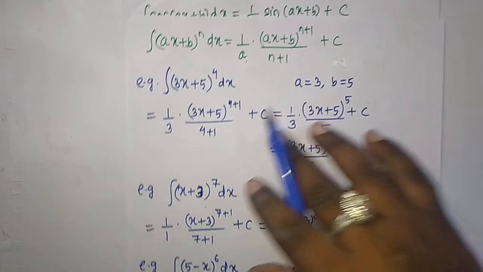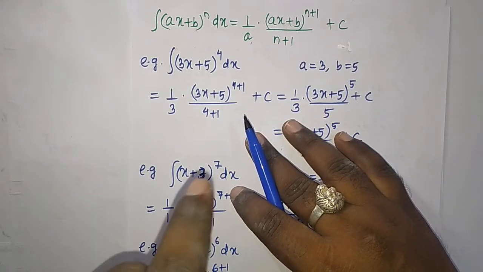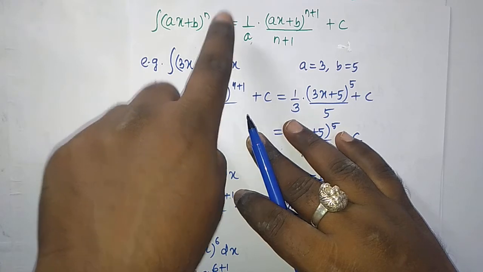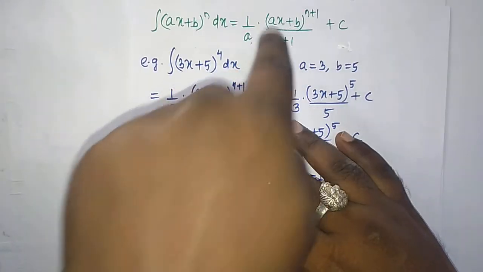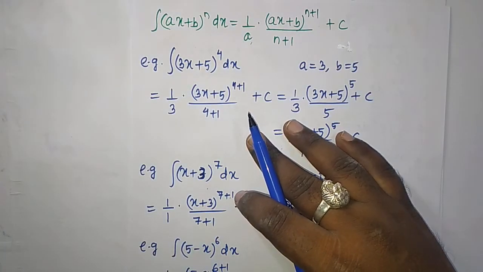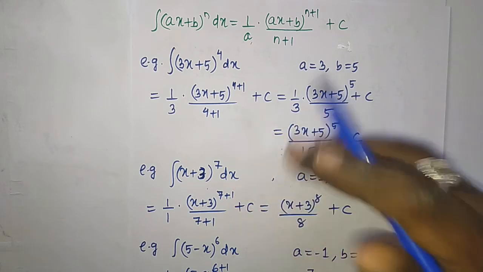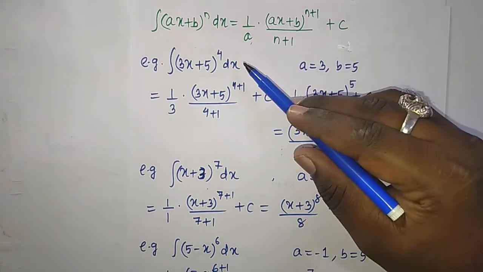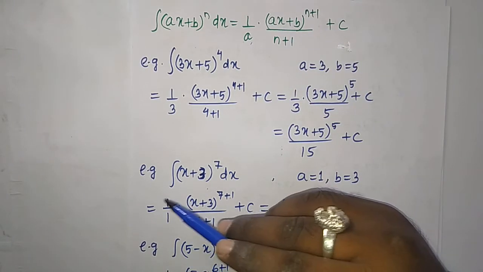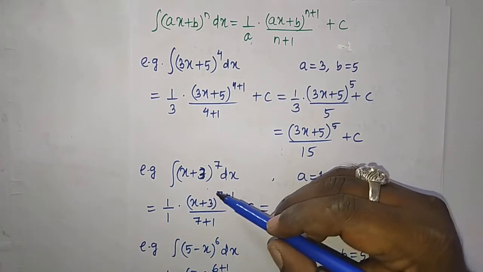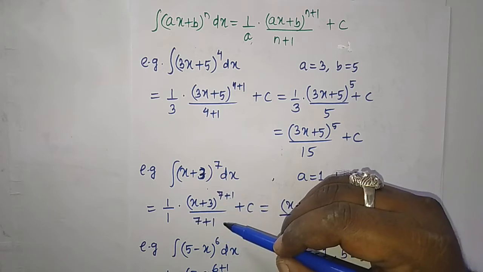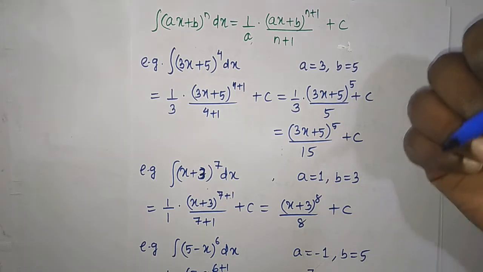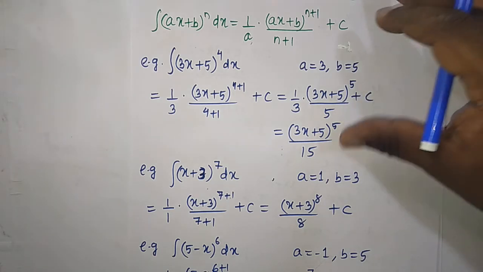Then use this shortcut formula: integration of ax plus b whole to the power n is equal to 1 by a into ax plus b whole to the power n plus 1 divided by n plus 1. Here n is 7 but a is 1, so 1 by a means 1 by 1, which is 1, and x plus 3 to the power 7 plus 1 divided by 7 plus 1. The solution is x plus 3 to the power 8 divided by 8 plus c.